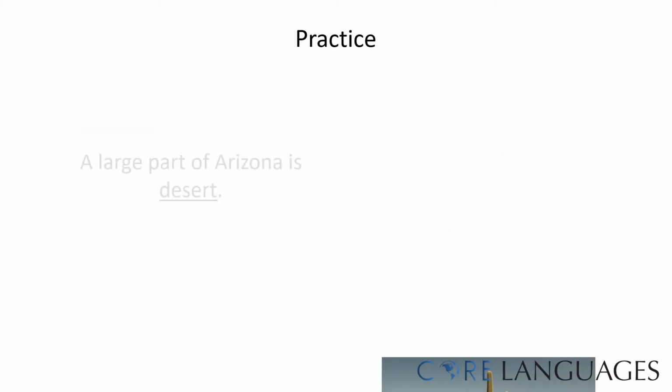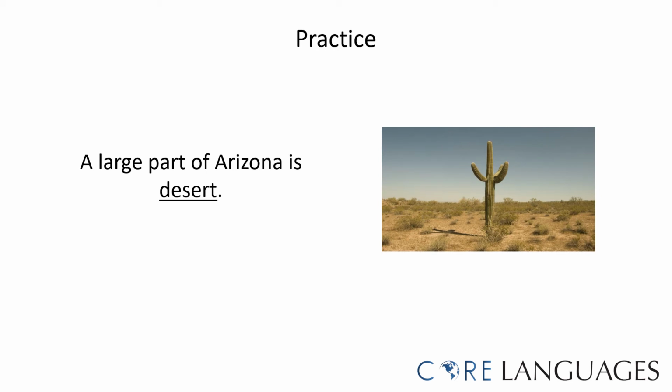And how about this example? A large part of Arizona is desert. Is desert countable or uncountable in this example? The noun desert can be both a countable and an uncountable noun. In this example, it is uncountable and no article is used. A large part of Arizona is desert.